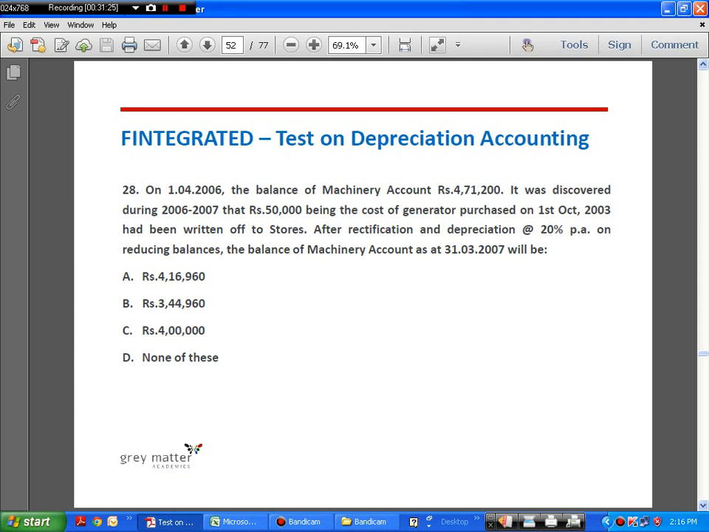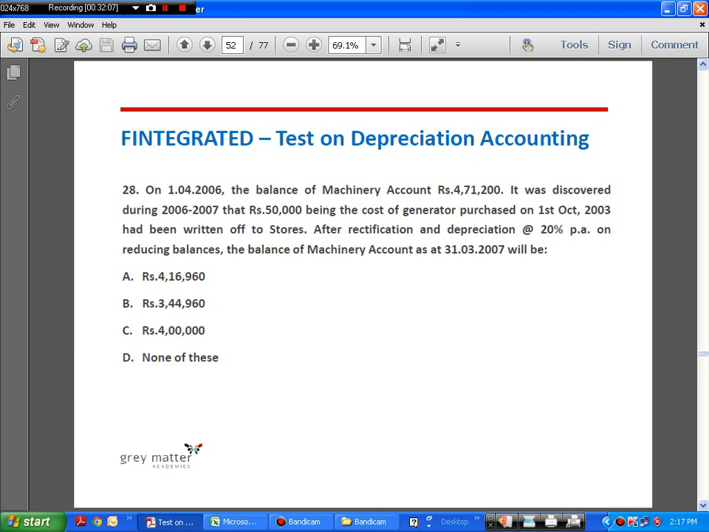It was discovered during 2006-2007 that 50,000 rupees, being the cost of generator purchased on 1st October 2003, had been written off to stores. After rectification and depreciation at 20% per annum on reducing balances, what will be the balance of machinery account on 31/3/2007? See, which means a capital expenditure has been treated as a revenue expenditure, and they have discovered it later. Now they want to include the WDV of the generator to the balance of the machinery account, right?